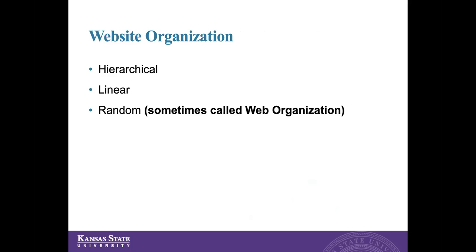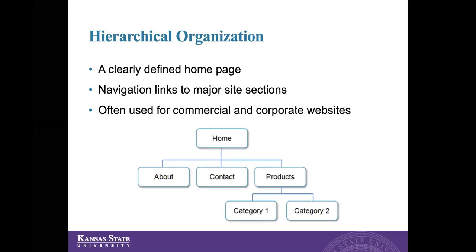All right, so the website organization. There are some different ways that we can organize our website. There's hierarchical, linear, and random. So let's take a look at this. This is what we would call a sitemap, that bottom diagram you see there. Basically what we're doing here is mapping out all the pages on our site.